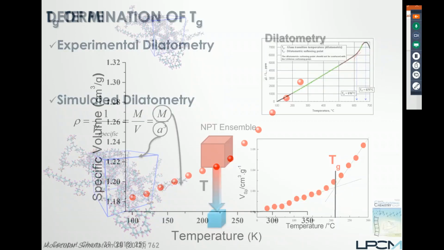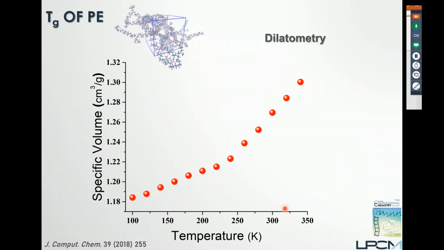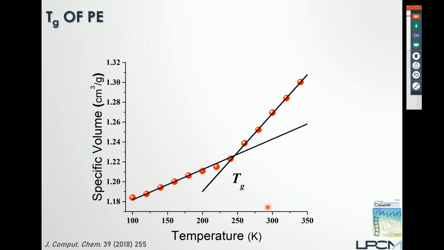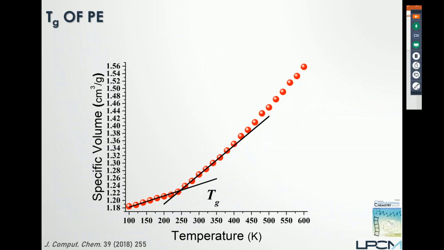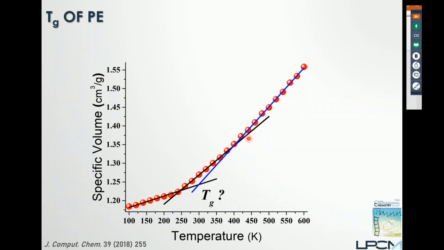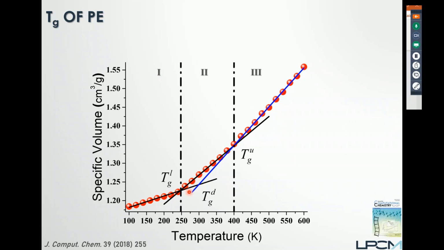However, look at that. This is for polyethylene, specific volume, so simulated calorimetry. Oh, you see, this is Tg, a difference in the slope. However, if we zoom out, look at that. We observe another slope. Okay, so where is the Tg? Is it this one, this one, this one? It's difficult to say. So we can consider 3 domains. This one is Tg low, Tg for dilatometry, and Tg up, the end of the glass transition domain.